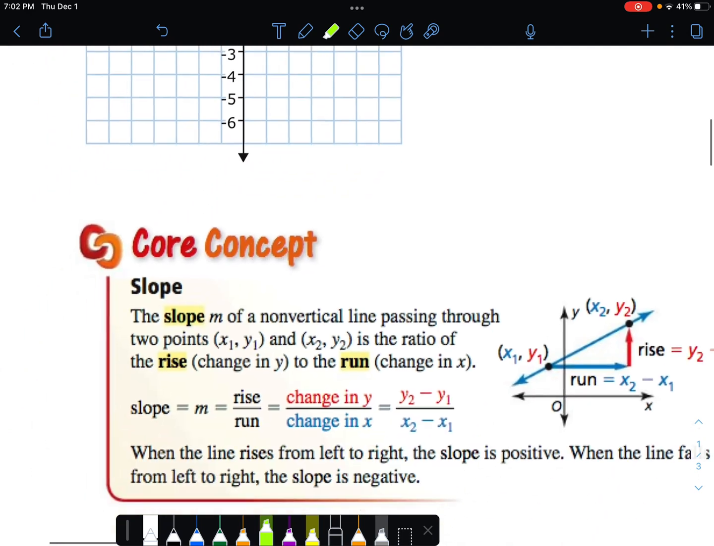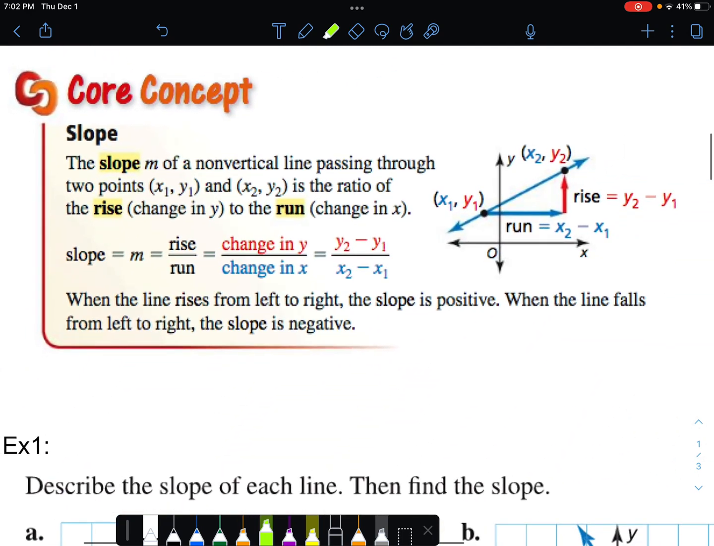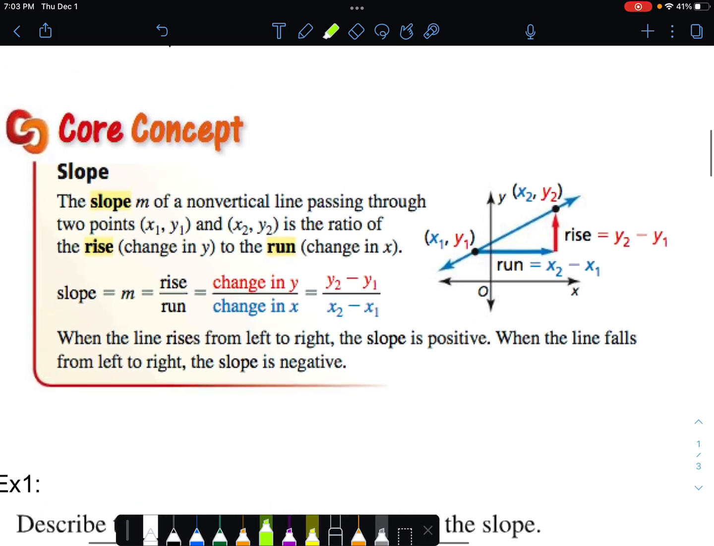So we've been learning a lot about linear equations and how the equation results in a graph that is a line. And so now we're going to learn about that line and how steep it is. And we call that the slope. So that's the definition of slope. Slope is how steep a line is. Let's see how steep a line is.